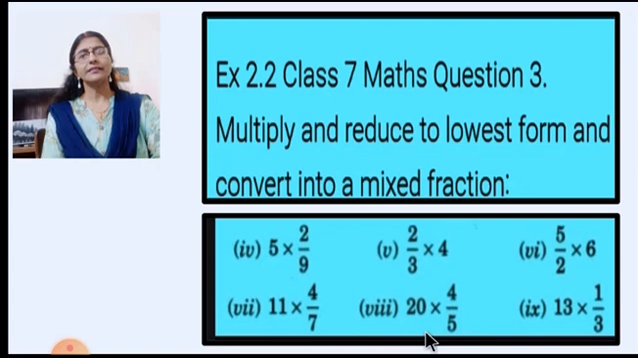Now this is question number 3. We will have to multiply and convert it into a mixed fraction. 5 into 2 upon 9. You can see all this multiplication. So let us do it one by one.